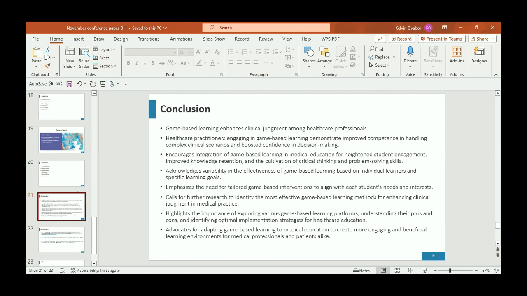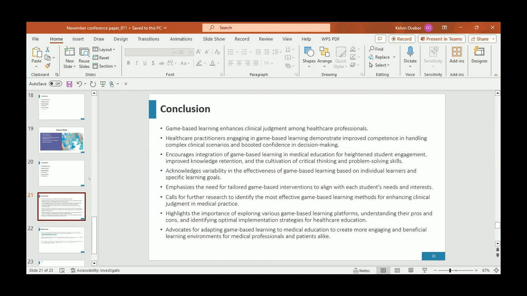Another thing we can draw from this is that there's a need to integrate game-based learning in medical education itself, as it will heighten students' engagement, improve their knowledge retention, and cultivate critical thinking ability, especially in solving problems. Another thing we can deduce is that we acknowledge the variability and effectiveness of game-based learning based on the individual learner and specific learning goals. This has to do with your aim, what you want to achieve in your learning goals.